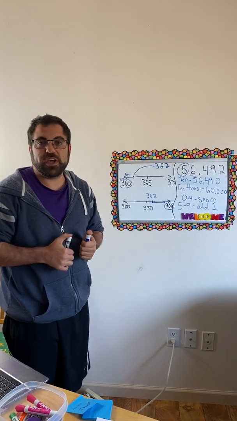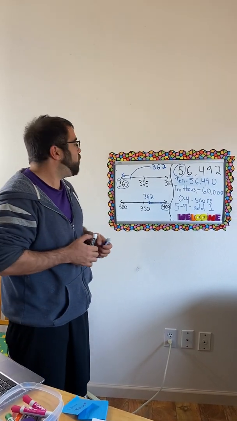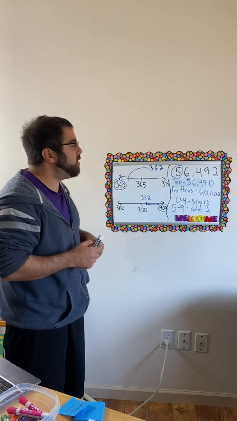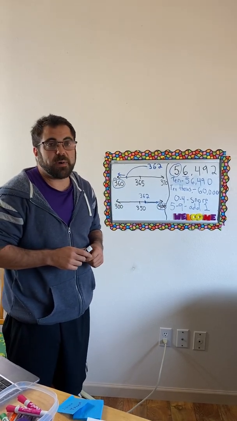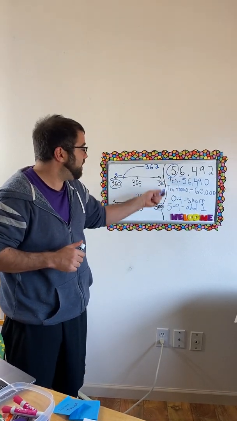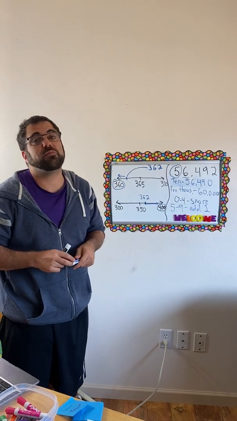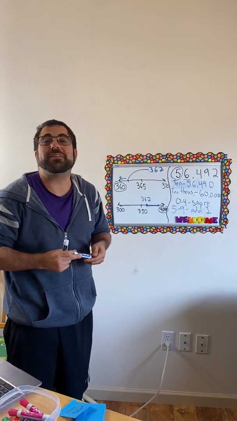Those are two different ways you can round. Rounding with a number line makes it a little easier to see visually, but you can also try rounding in this way if the problem doesn't ask for a number line.